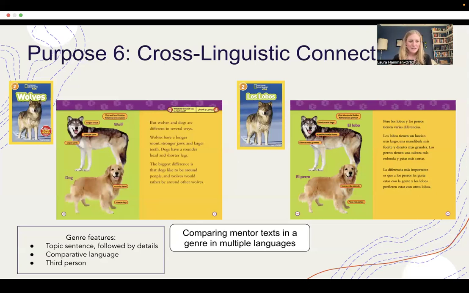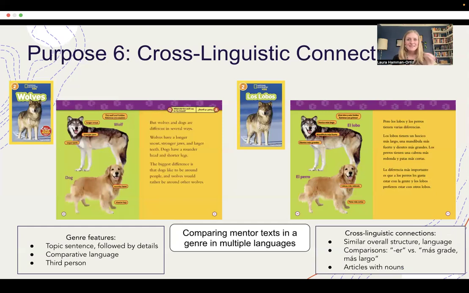So I see comparative language, and the text is written in the third person. So I don't see, like, I really like wolves or dogs are my favorite pet, right? So students, when they write reports, sometimes bring those things in, but it's important to show the genre and think about, okay, in this type of text, the goal is not to say what we think about something or how we feel about it. It's really just to communicate information, right, about whatever the topic is. So that helps me think about genre features.